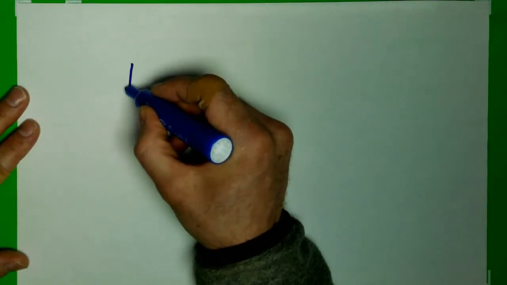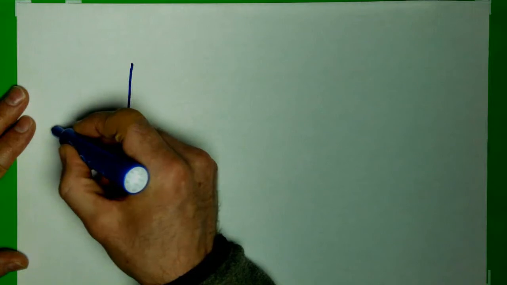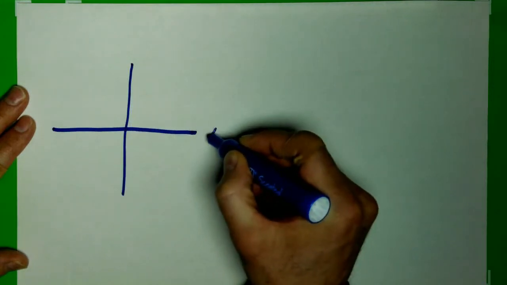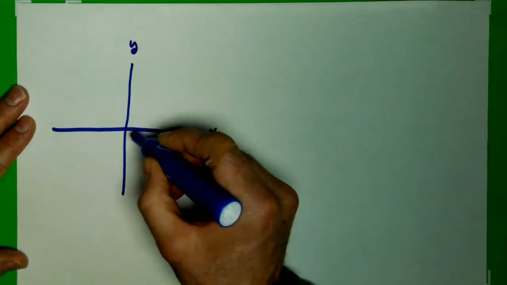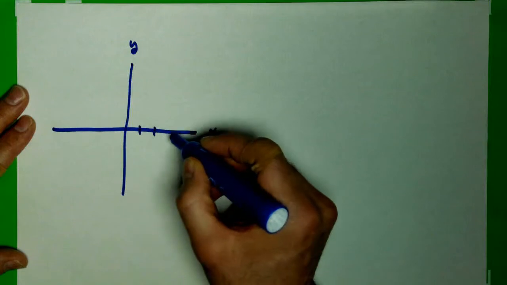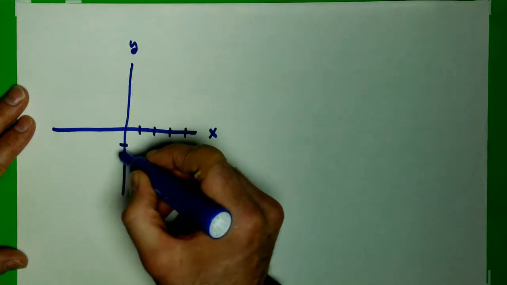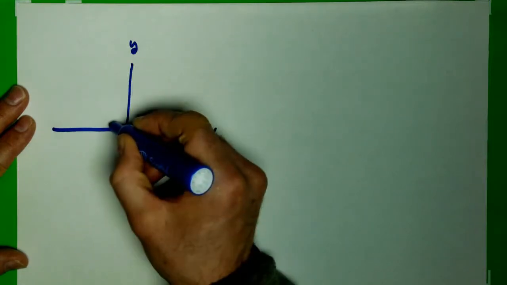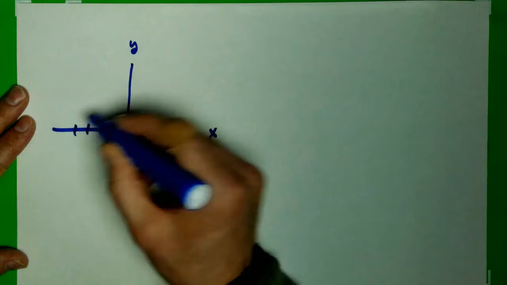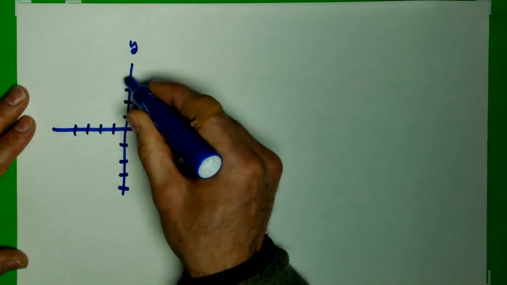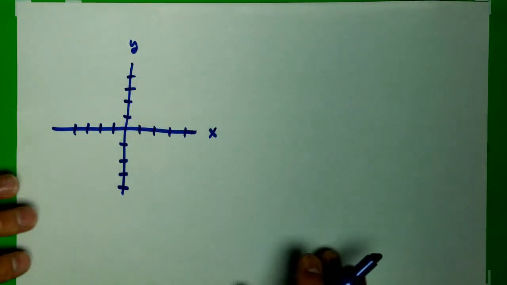Let's consider adding two vectors by their components. So first, let's go ahead and draw a coordinate system. I'm going to be specific with some values here. Okay, so those are some tick marks.